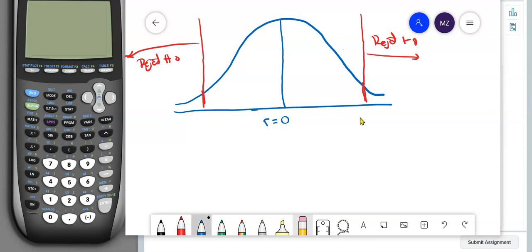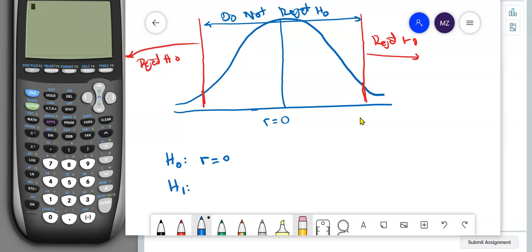And of course, the do not reject zone, right? So over here, do not reject. Whenever we say reject and do not reject, we are always referring to H0. So here, let's try to understand what is H0. H0 for regression is always R equals 0. And H1 is always R is different than 0.